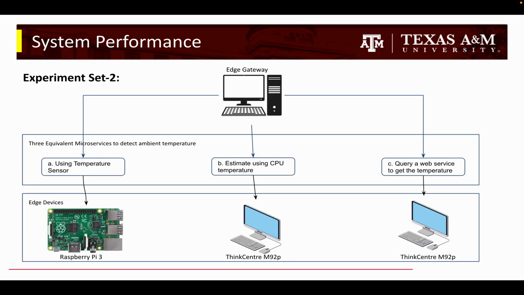And we move on to the second set of experiments to evaluate the system in a real world setting. In this evaluation setup, we have an edge gateway, and it has a task to get the ambient temperature.